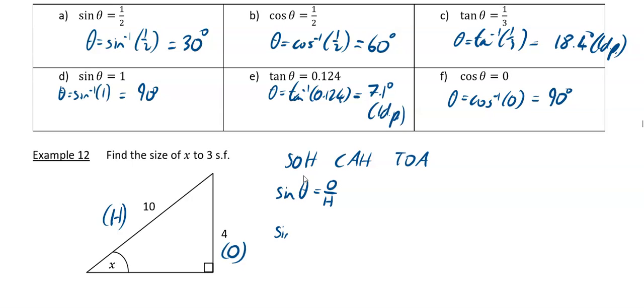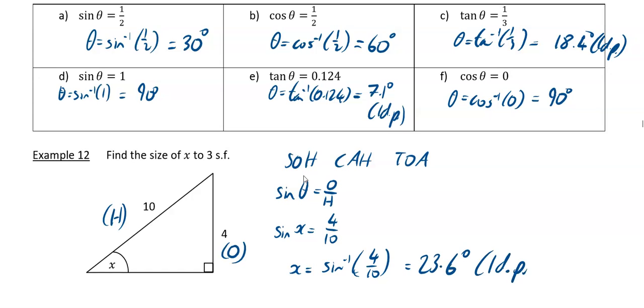Now in this example, it's not theta, the angle is X, and my opposite is 4 and my hypotenuse is 10. So we can do this on our calculator now because it's sine to the minus 1 of 4 over 10. So look back up in the video and see how we did this on our calculator. And if you do that, sine to the minus 1 of 4 over 10 gives me 23.6 degrees, and that's to 1 decimal place.